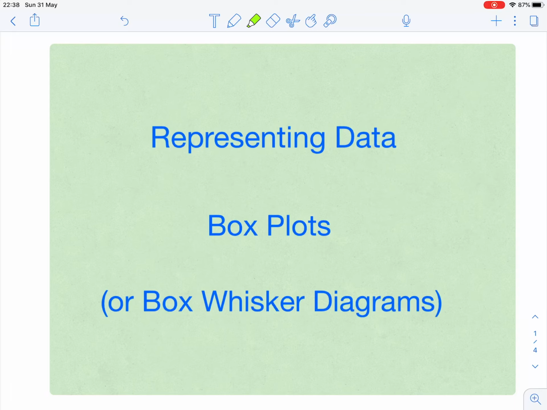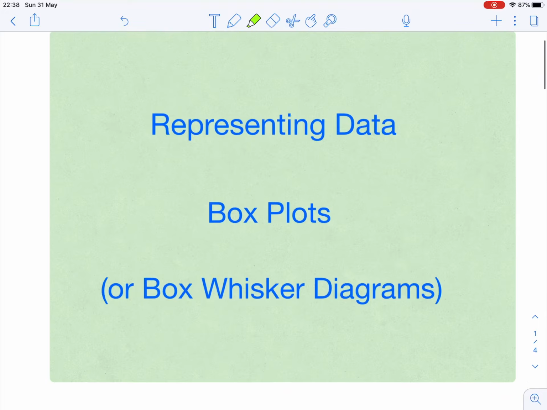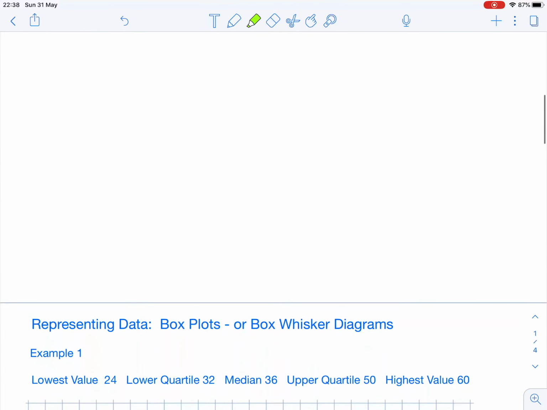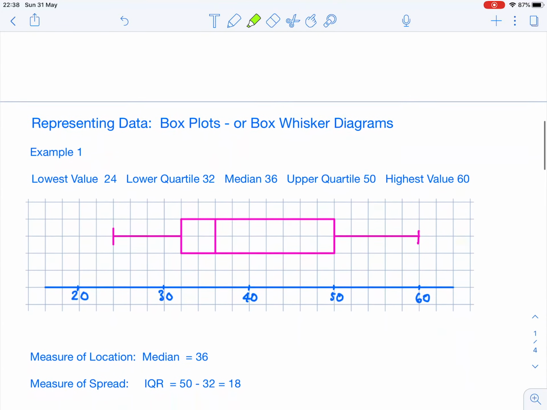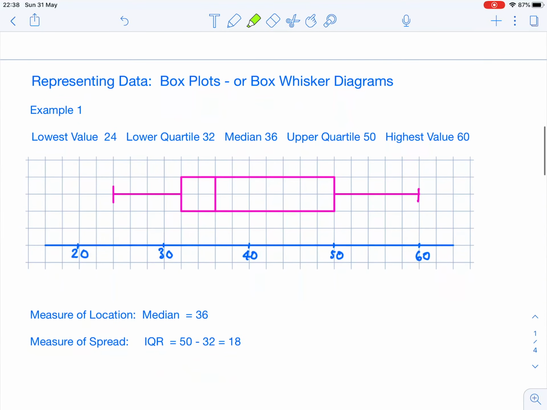Hi all, welcome to a short video clip where we'll be looking at representing data with box plots, or what they're sometimes called box whisker diagrams. Now this builds on what we were doing before half term, when we were looking at the interquartile range and the median of a data set.